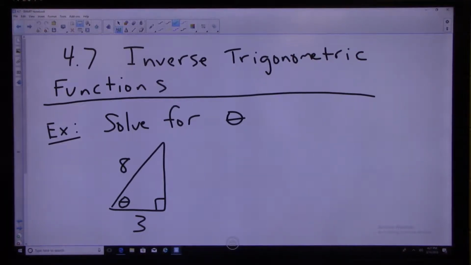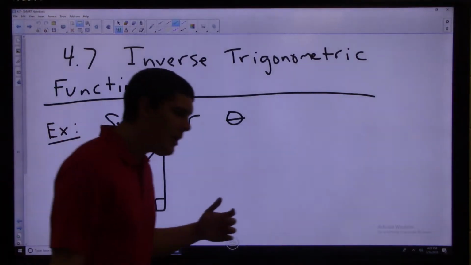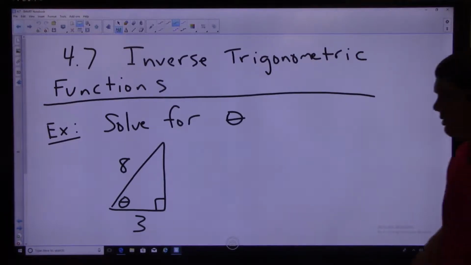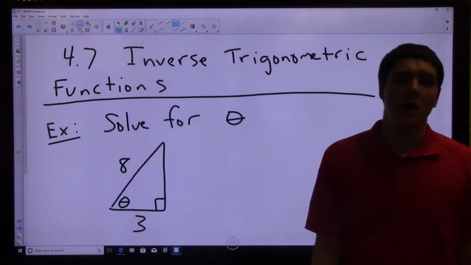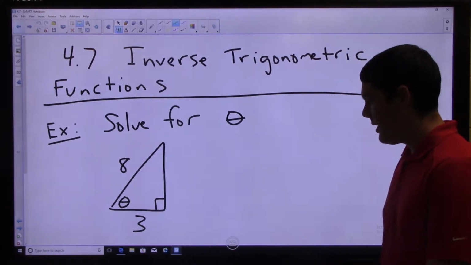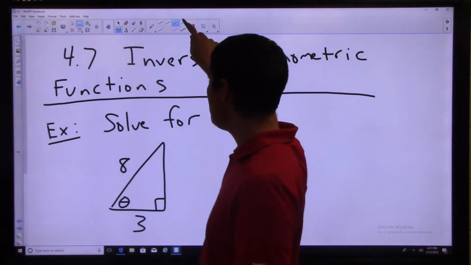Okay, so let's just start with this example here, and let's say we want to solve for theta. Theta is the angle. Hopefully you guys see that we have a right triangle. Since that's a right triangle, what we might want to do is try to set up a trig ratio. That's normally how we solve right triangles and angles and sides and things like that.